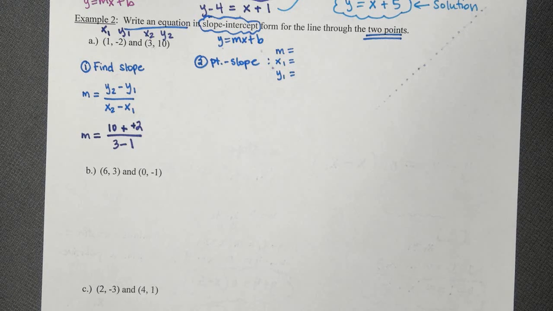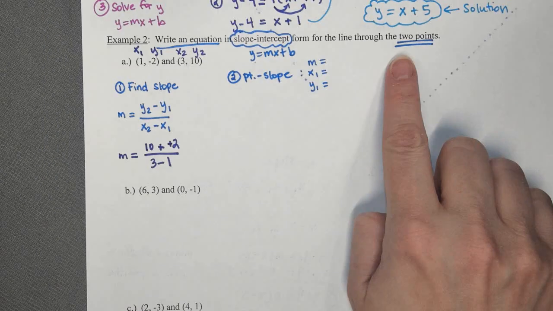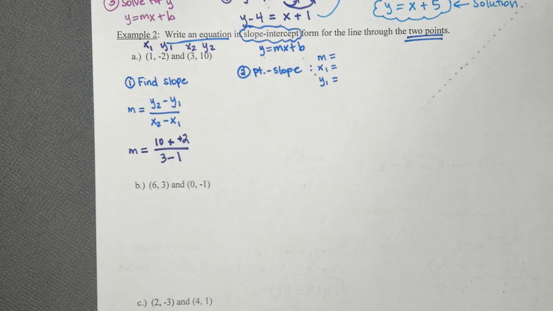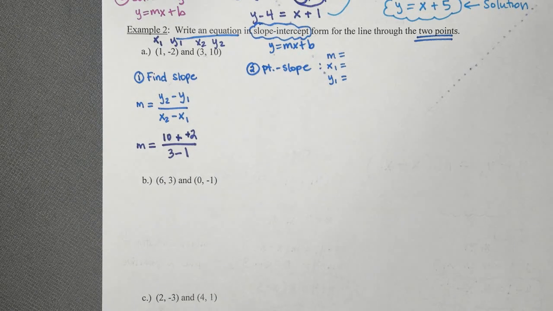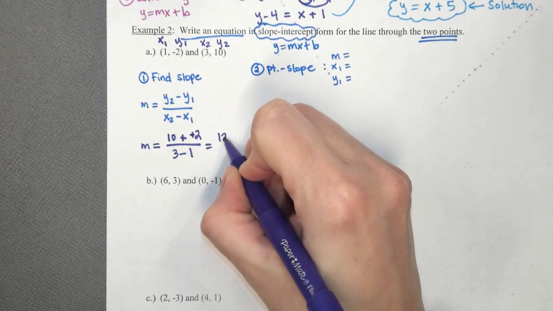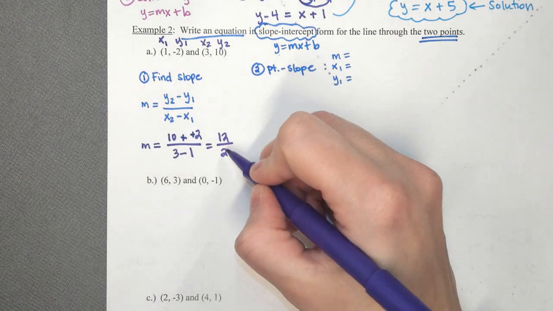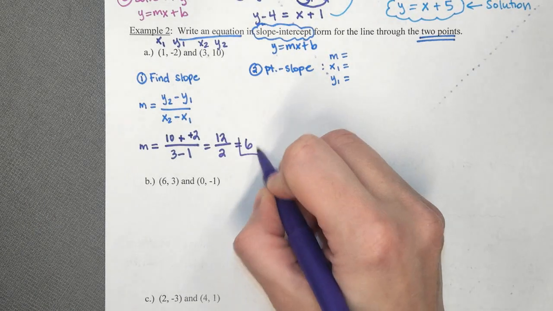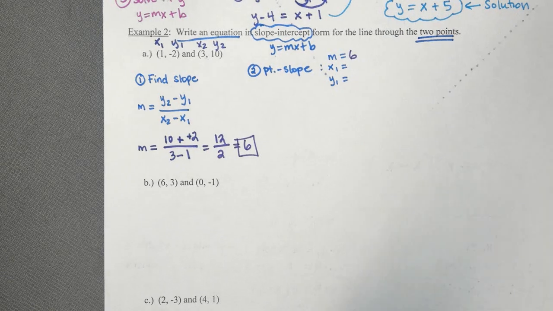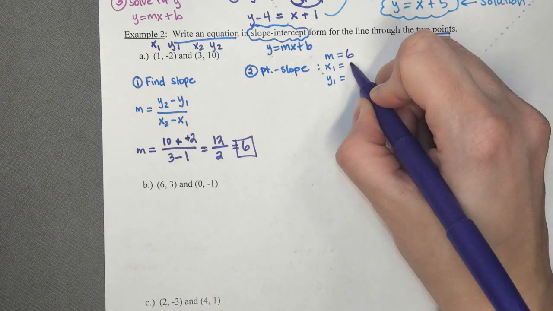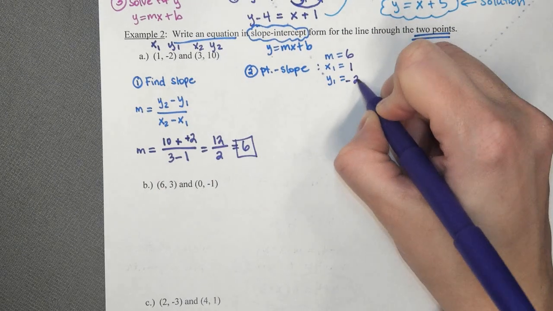So for writing the equation in slope-intercept form through 2 points, after you find your slope, make sure that you reduce it as much as possible. Sometimes it is going to be a whole number, so don't leave it as 12 over 2, because 12 divided by 2 is going to be 6. So that is your value for step 2 for m. So your slope is 6, your x1 is 1, your y1 is -2.